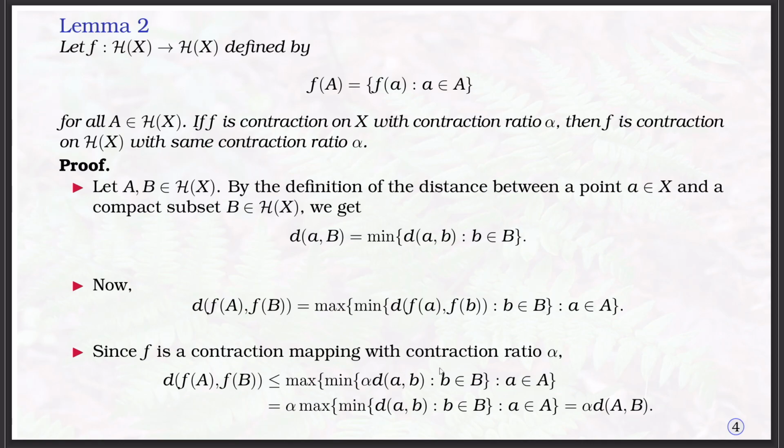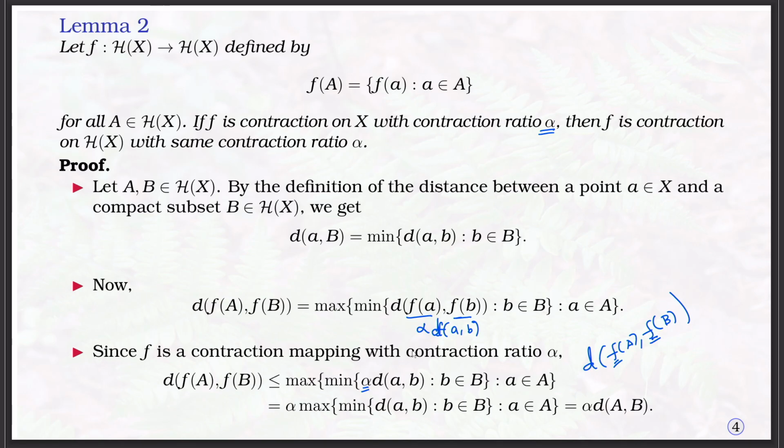Since f is a contraction mapping with contraction ratio alpha, the distance between f of A and f of B is less than or equal to the maximum and minimum of alpha times the distance between a and b, b belongs to B and a belongs to A. That means, since f is a contraction mapping with contraction ratio alpha, the distance between any two elements f of a and f of b can be written as alpha times d of a comma b, alpha times the distance between a and b.